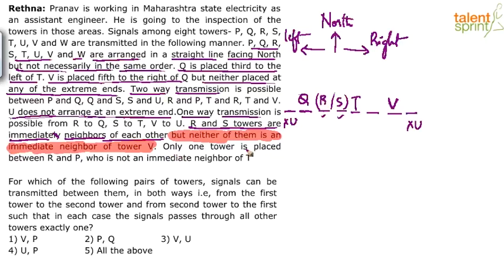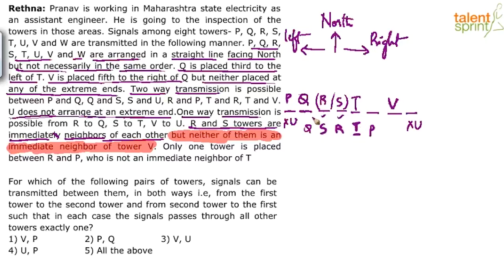He says only one tower is placed between R and P. Only one tower should come between R and P. So if R is here, then definitely P would come here. Yes or no? Only one tower between R and P. See, P cannot come here because it is already occupied by T. But there are possibilities if you say S and R here. In that case, what happens? If we take S and R in this manner, then see, this is already occupied by Q, we know. And we know that there is only one tower between R and P. So according to that, P has to come here. One tower between R and P, which is T.